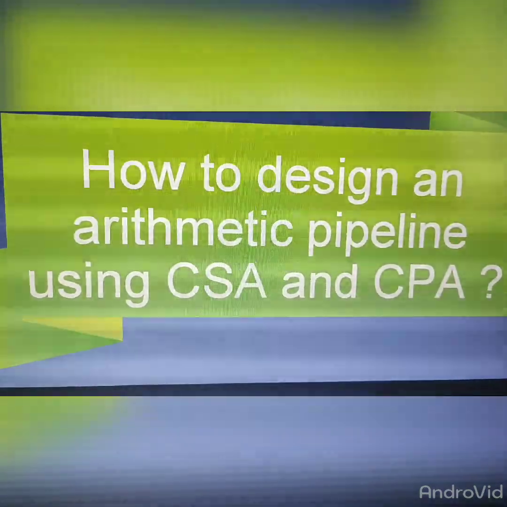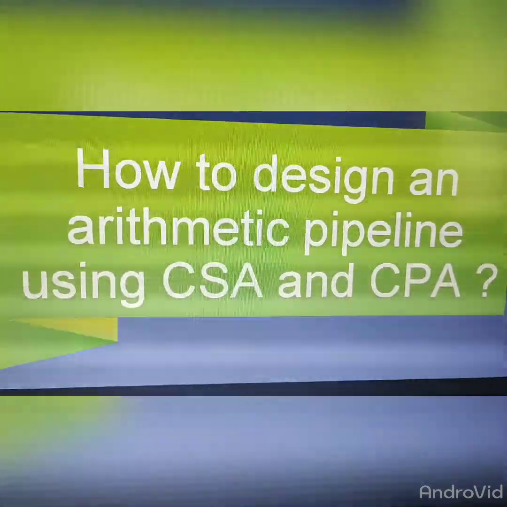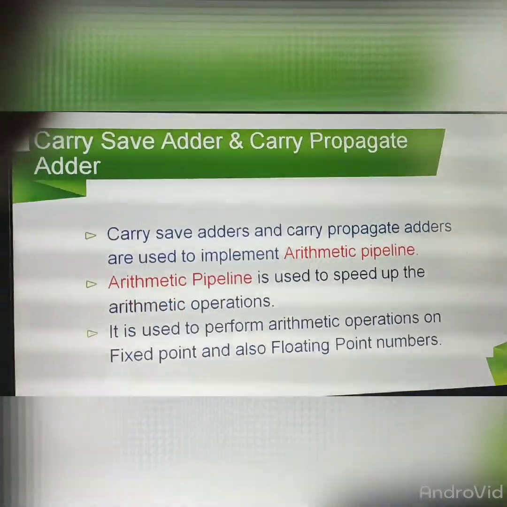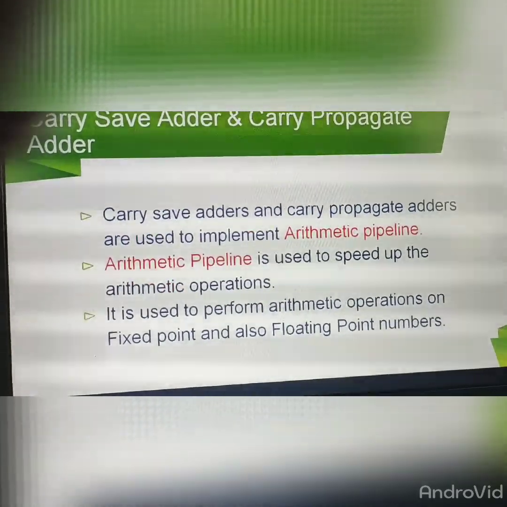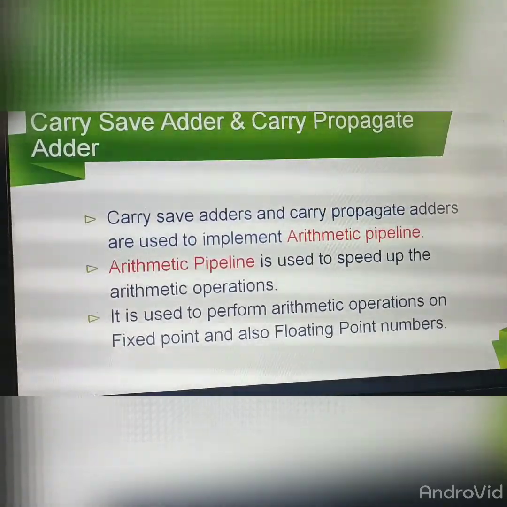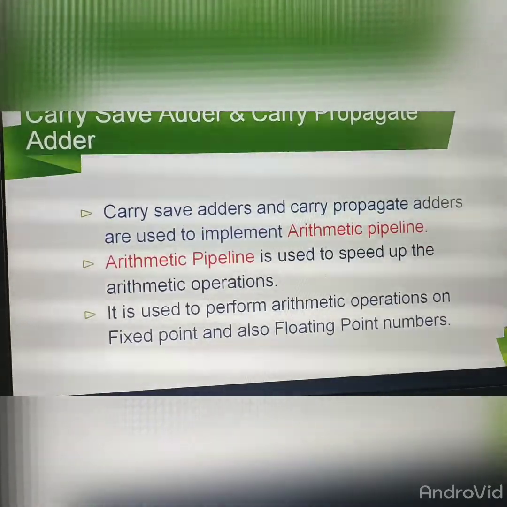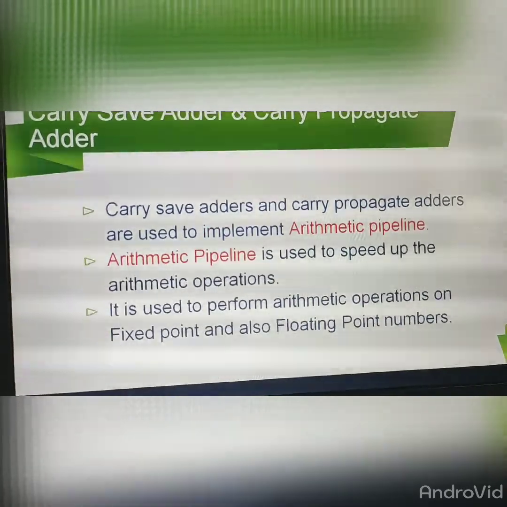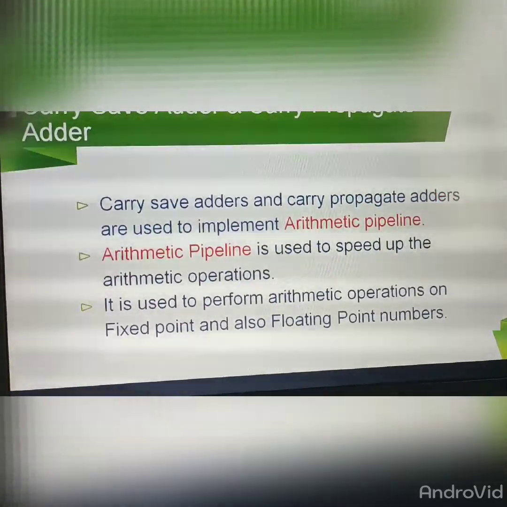In this video, I am going to explain how to design an arithmetic pipeline for fixed point multiplication using carry save adder and carry propagate adder. Before going to design an arithmetic pipeline, I have to give some introduction about carry save adder and carry propagate adder. Carry save adders and carry propagate adders are used to implement arithmetic pipeline. Basically, arithmetic pipeline is used to speed up the arithmetic operations. It is also used to perform arithmetic operations on fixed point and floating point numbers.